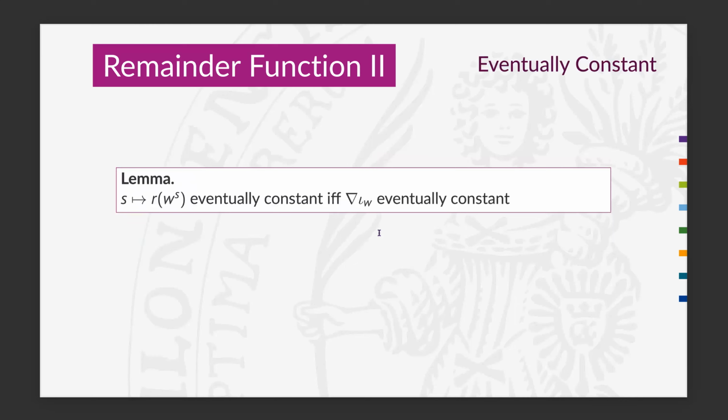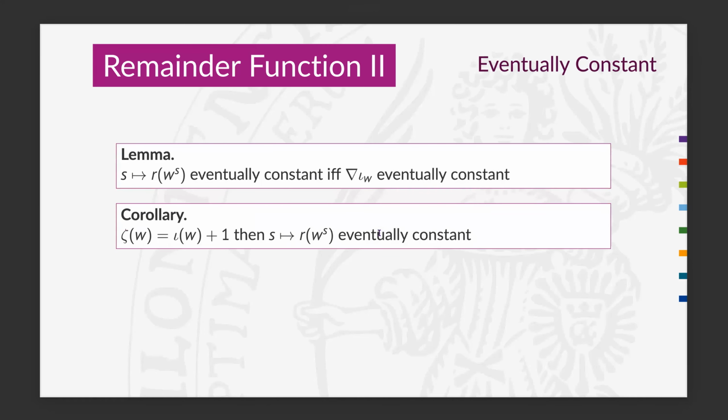And we were able to show that it is eventually constant if and only if nabla is eventually constant. So we can look at the one which fits better. But this also means that if the circular universality is one larger than the normal universality, then this function is eventually constant.